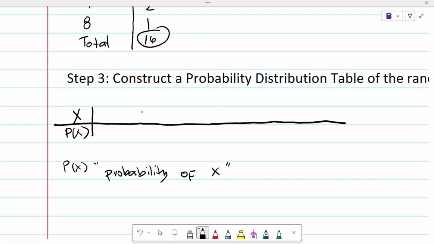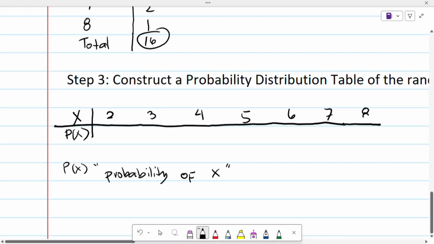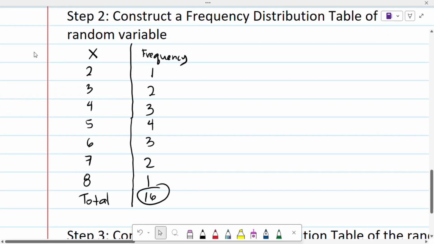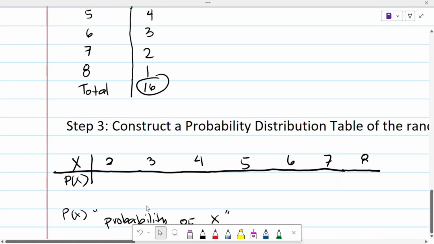So remember that our random variable x has the values 2, 3, 4, 5, 6, 7, and 8. And we spread this line here. Now, what is the probability of getting 2? If we look here at our frequency distribution table, the frequency of getting 2 is once only, once only from the 16 outcomes. So we write here 1 over 16.